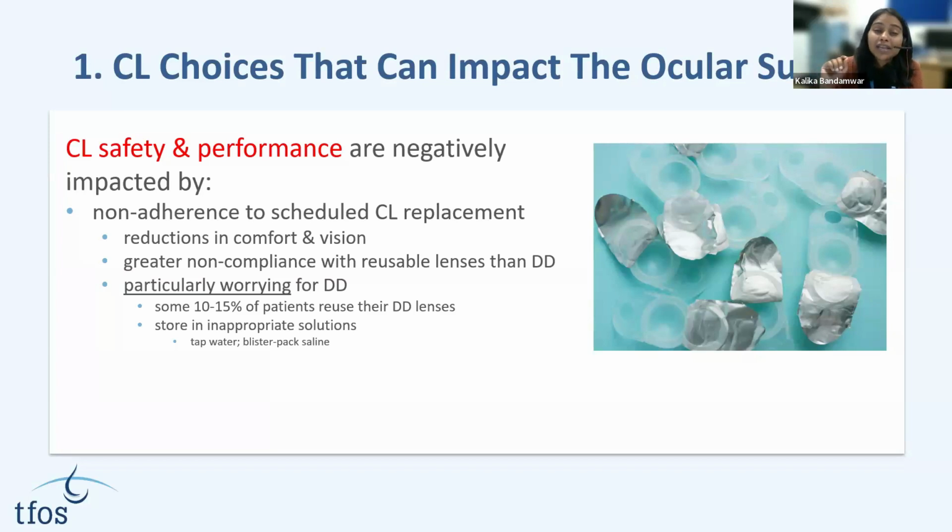Some also inappropriately store their lenses, such as in tap water or blister pack. This is because a monthly disposable wearer or a bi-weekly disposable wearer would have a lens case and would know how to take care of the lens case. They would also have a lens care solution. So together they are used to taking care of lenses. Now you take daily disposable lenses, typically they don't come with a case or care solution. What you do then is you tend to reuse the lenses, risk the health of your eyes, and store them in tap water or blister pack.